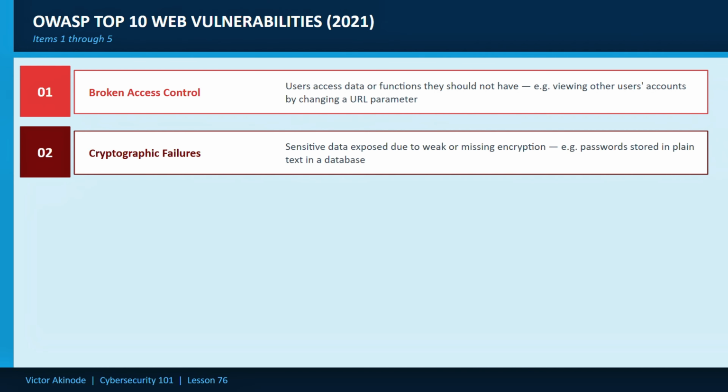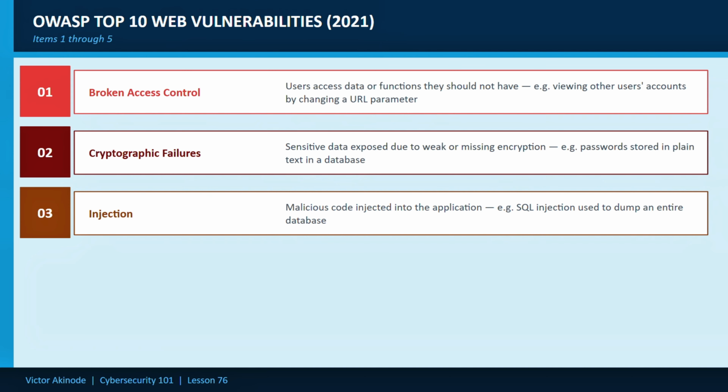Number 2 is cryptographic failures, and this has to do with sensitive data getting exposed due to weak or missing encryption. Example of this is passwords stored in plain text instead of hashed, or transmitting data over HTTP instead of HTTPS. Number 3 is injection, and here malicious code gets injected into the application. Example is SQL injection done to steal entire database content, or command injection to run system commands.